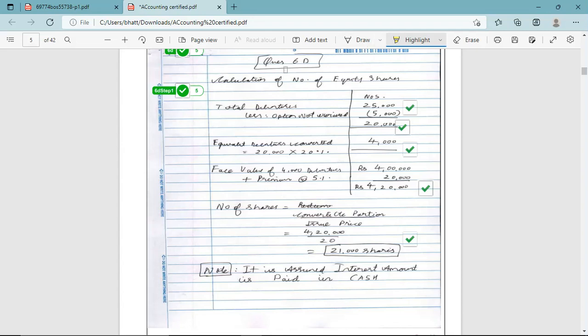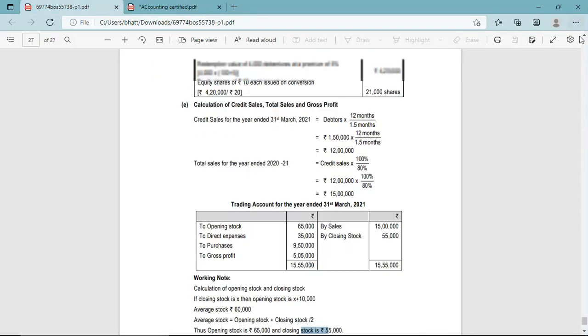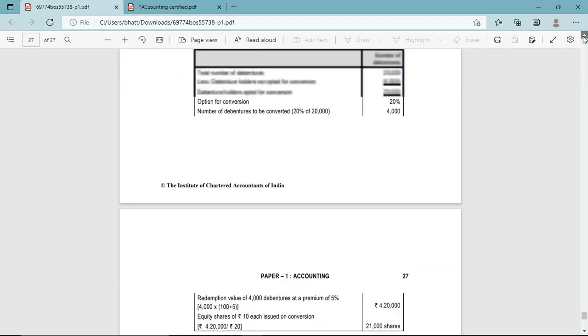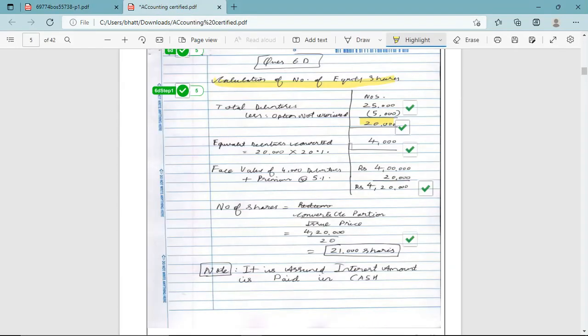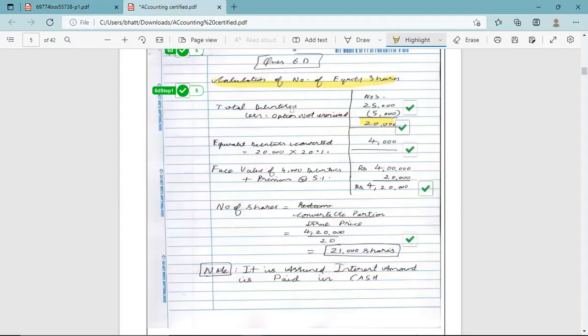Then 6D, this question was calculation of number of equity shares to be issued. This presentation I've exactly followed the way ICAI does. I'll show you the ICAI presentation too. 25,000 minus 5,000, 20,000, 20%, 4,000, then 4 lakh, then 20,000, then 21. So I got full marks in this question. You can see 5 ticks are there, means each tick has 1 mark.